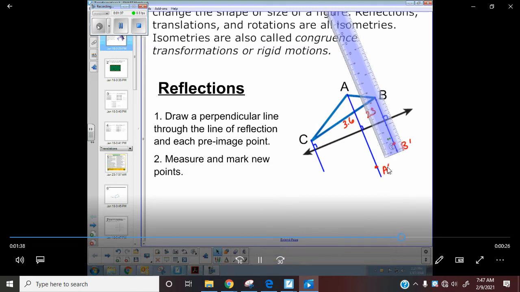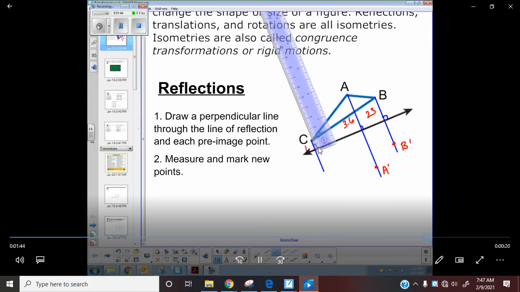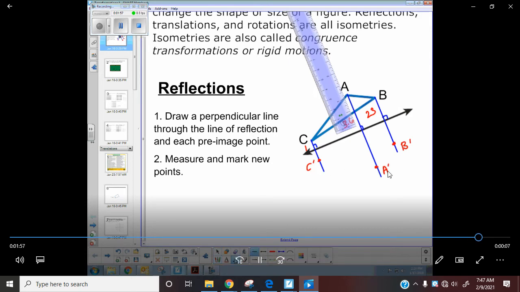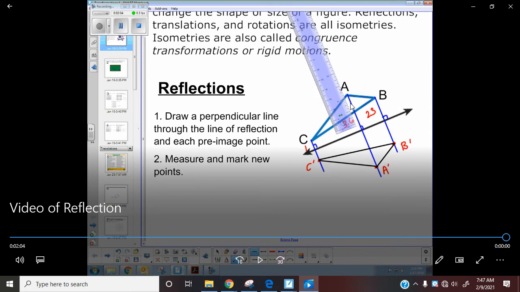And that's what these little indicators mean. This is actually read as prime, so A prime, B prime. And then you're going to come over here, and you're going to go ahead and mark your new C. So from the line to my old C is 1. So then from my line to my new C is also 1. And again, my image, I'm going to mark with that little apostrophe. So I've got my image marked with A prime, B prime, C prime, and now I just connect those points. And if we notice there, that triangle, the reflection image, is congruent to the one that we started with.